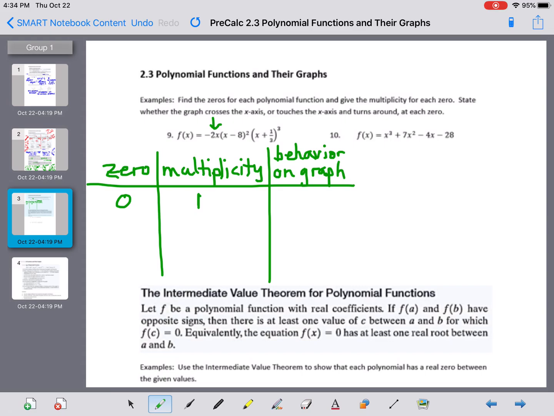So that means my behavior on the graph, I'm going to cross. Okay, I'm going to cross the x-axis. And I'm going to be honest, if you just want to write cross, I'm fine with that. You don't have to put the x-axis. All right, I go to the next one.